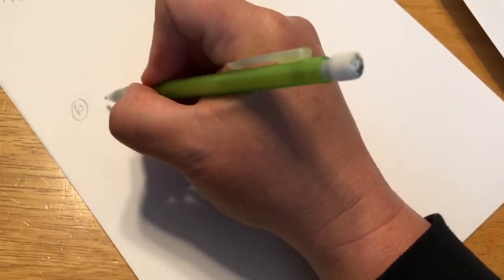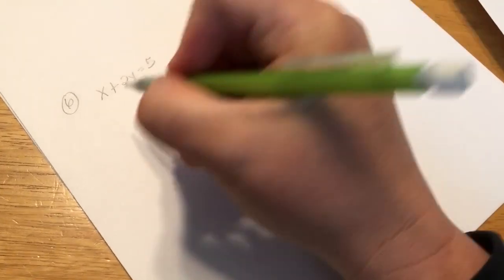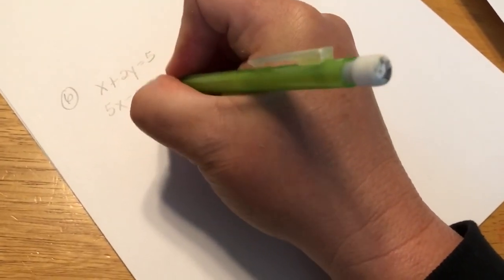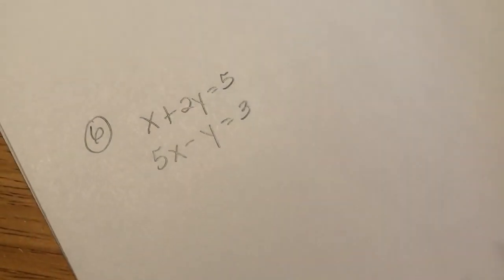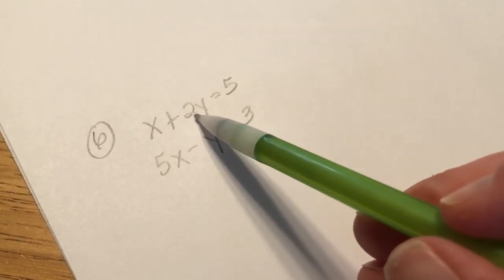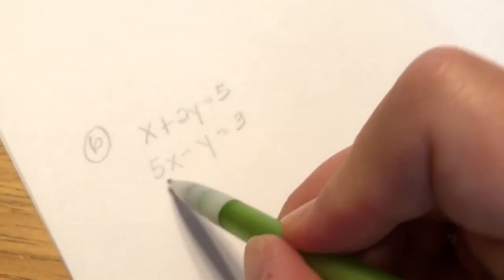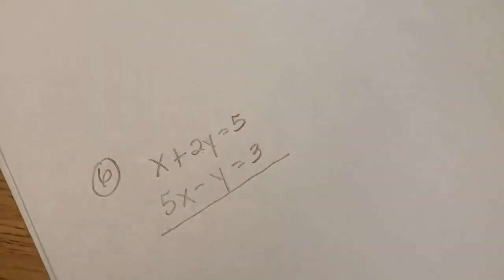All right. Number 6. Try this one. I'm going to let you try it, and then we'll see if we get the same answer. So x plus 2y equals 5, and 5x minus y equals 3. See if you can figure out this one. You actually have two options. Let's go with the y again. So figure out how to cancel out this y, and we'll go from there.